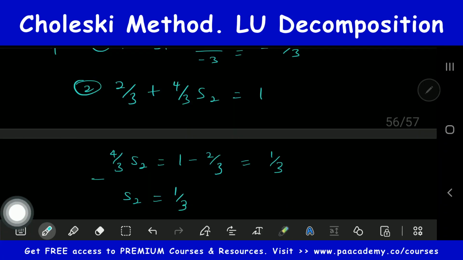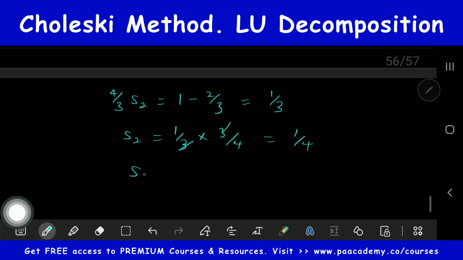All right, so if you divide both sides right here by 4 over 3, that is 1 over 3 times 3 over 4. Okay, so there's indices that is going on here. So this will give us 1 over 4. So that means our S2 is 1 over 4. So take note of that.